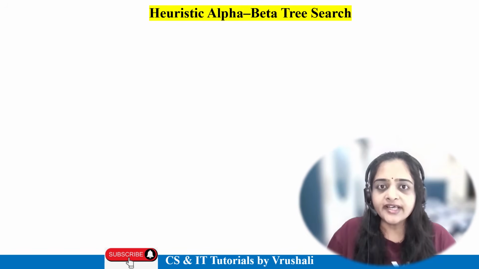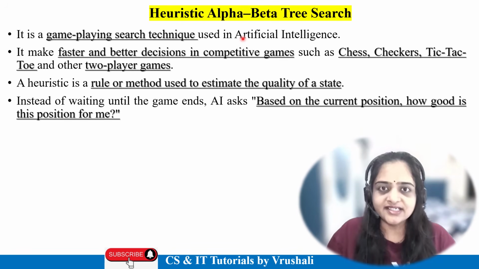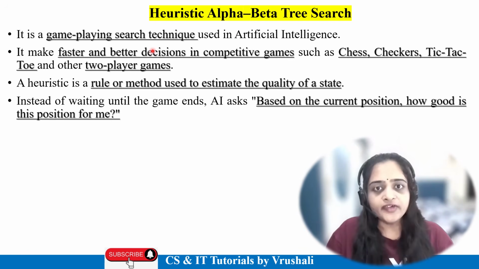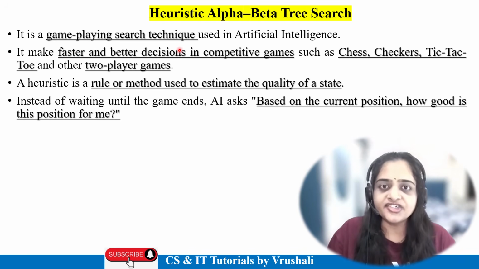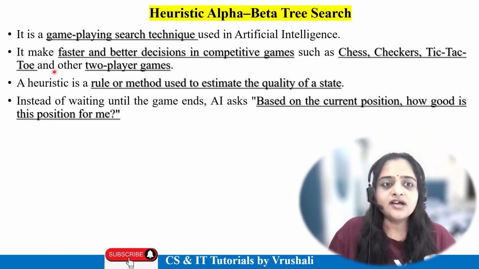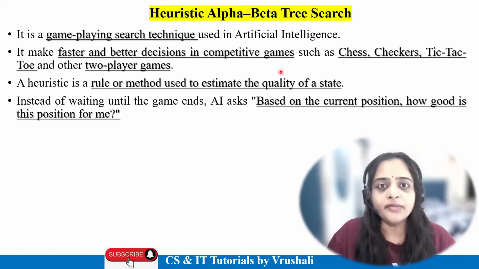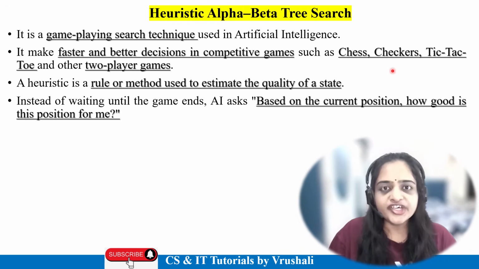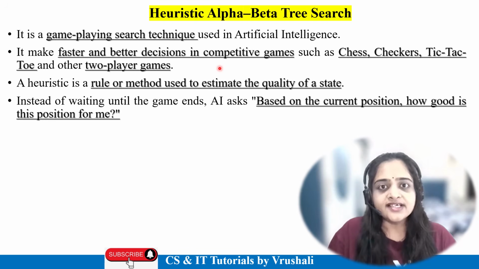Now first thing is, what exactly is heuristic alpha beta tree search? It is one of the algorithms used in gaming, or we can say it is a game playing search technique used in artificial intelligence. Basically this algorithm makes faster and better decisions in competitive games like chess, online chess, tic tac toe, checkers, this kind of game. The game includes two players, one is the computer or AI and on the other side the human. So in this case the alpha beta tree search technique is used.